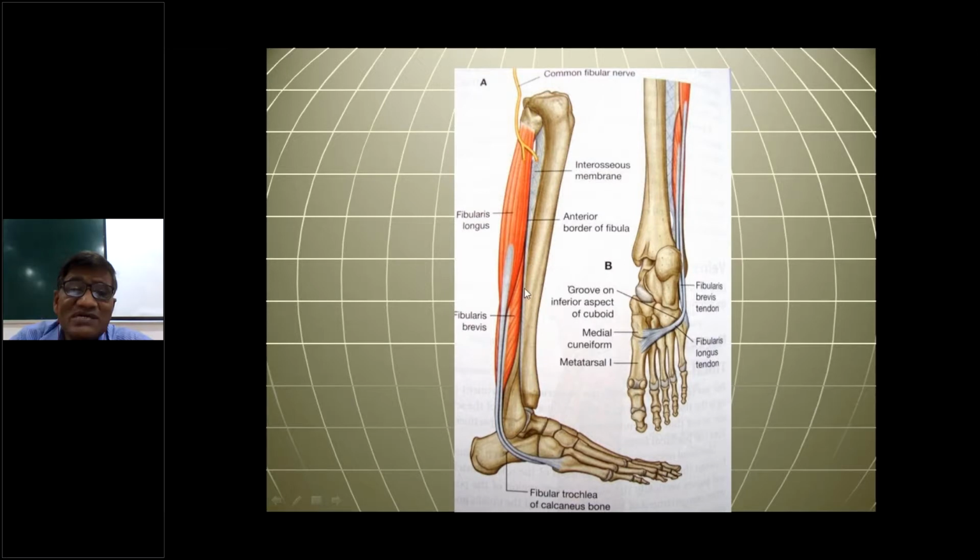They constitute the lateral compartment. Peroneus brevis is inserted at the base of the fifth metatarsal. Peroneus longus goes into the sole.